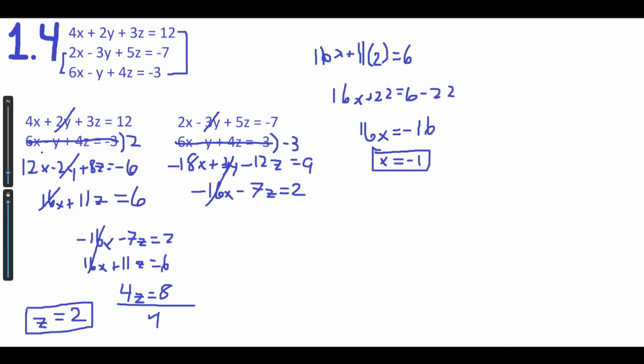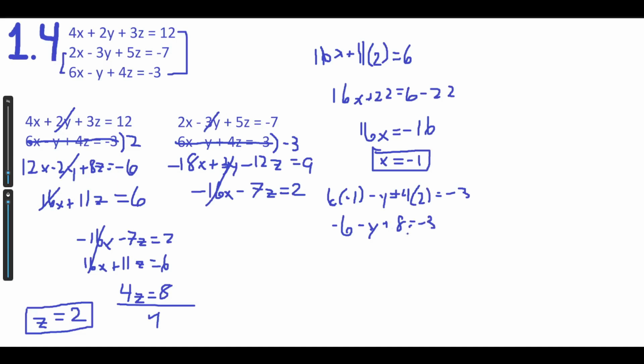So I'm going to go back to the 6x minus y plus 4z equation because it's just going to be dividing by a negative. So plugging in, we get 6 times negative 1 minus y plus 4z, which is 2, equals negative 3. So multiplying that all out, we get negative 6 minus y plus 8 equals negative 3.